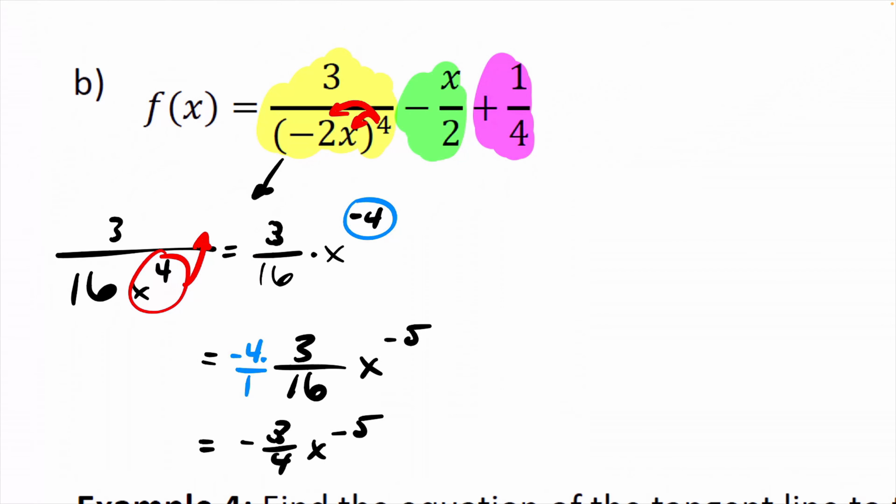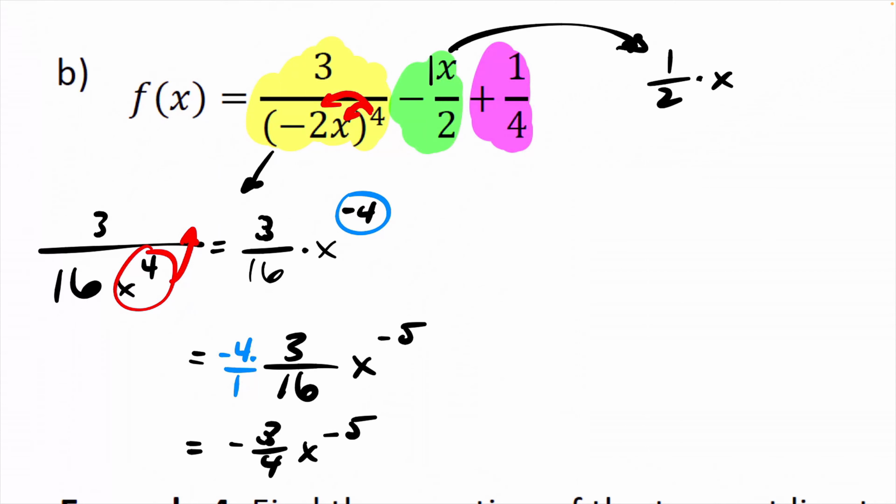So isn't there a 1 in front of the x here? There's a 1 that we don't write in front of the x, right? So really, this is 1/2 times x. The x is already at the top, so I don't have to move it to the top. So what is the derivative of 1/2 times x? Just 1/2. That's the derivative of the yellow.